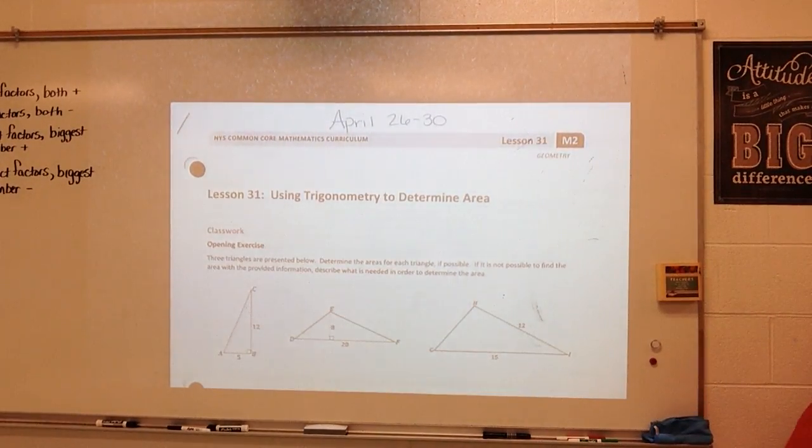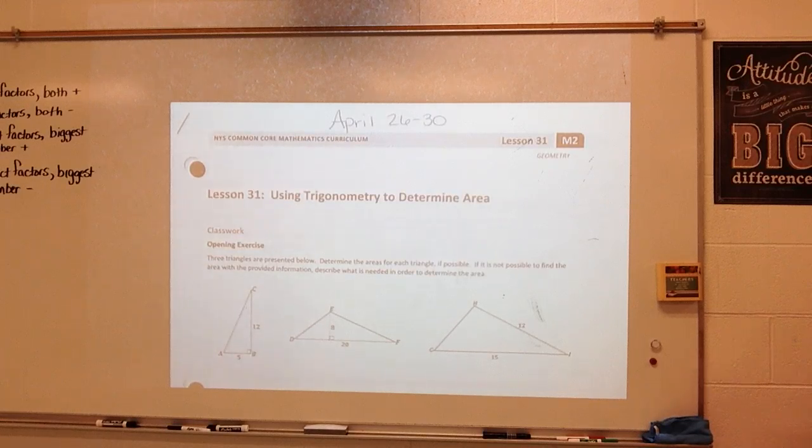This is lesson number 31, using trigonometry to determine area. Alright, so make sure you have that lesson out in front of you. Our goal is to prove that the area of a triangle is 1/2 times the product of two side lengths times the sine of the included angle. And we're going to solve problems using this formula.